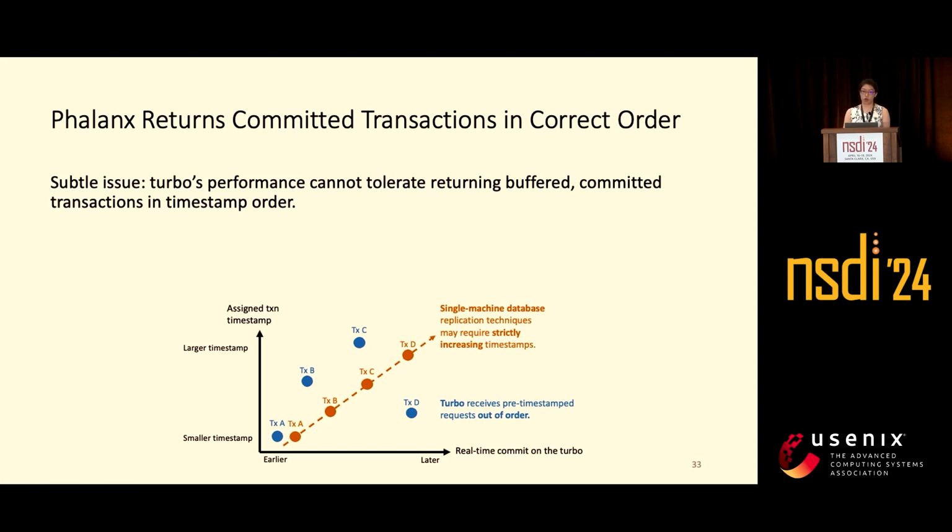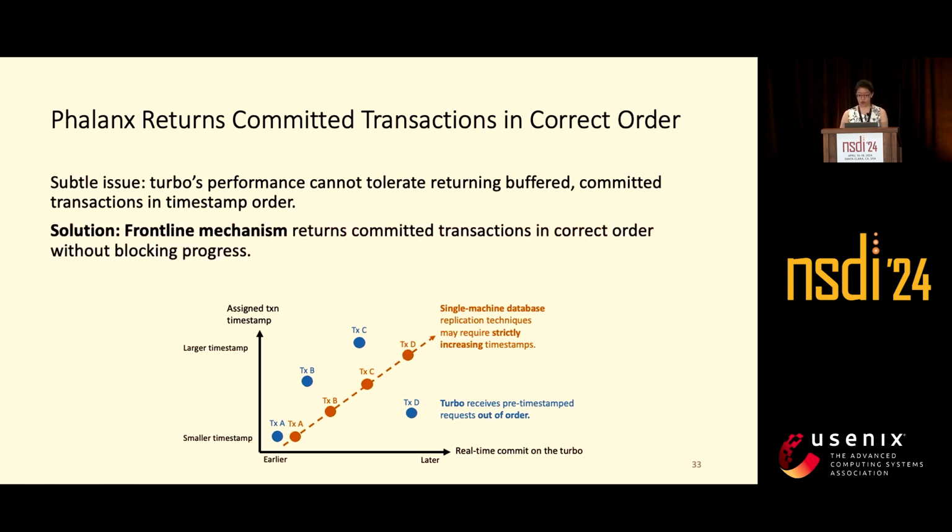As part of the hybrid architecture, the turbo receives requests whose pre-assigned timestamps are out of order with their arrival. This is due to network asynchrony and clock skew on the distributed database. Yet, the turbo can't block progress until the smallest timestamp transaction arrives, if one even exists. To correctly return buffered transactions without blocking progress, Phalanx introduces the frontline mechanism.